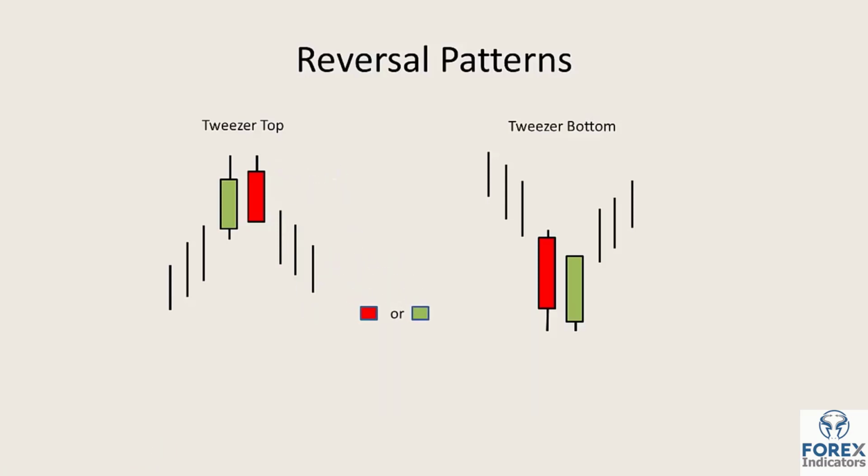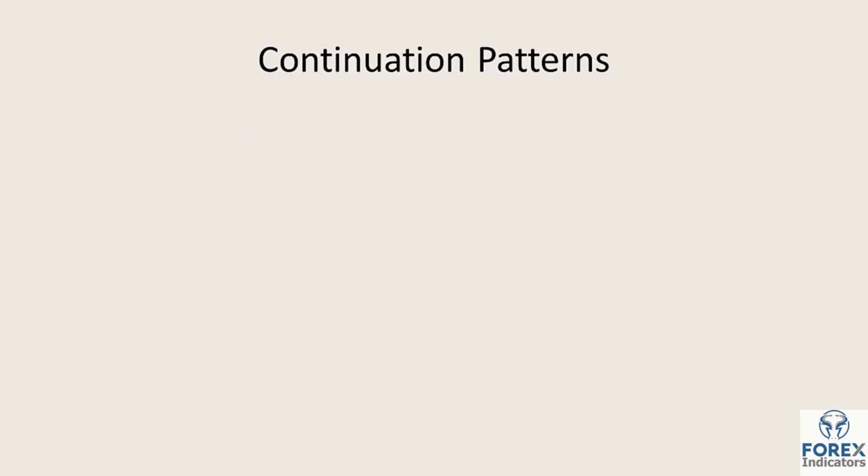Likewise, with the tweezer top and tweezer bottom, the candles can be either color in each case. So let's have a look at a few continuation patterns. This is where a signal pattern is printed and the market continues in the direction to which it was trading. Here we have what's called an up gap Tsuki. Now the up gap Tsuki is a 2-candle pattern.